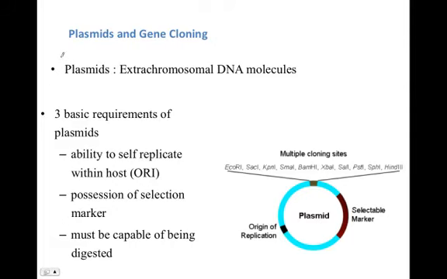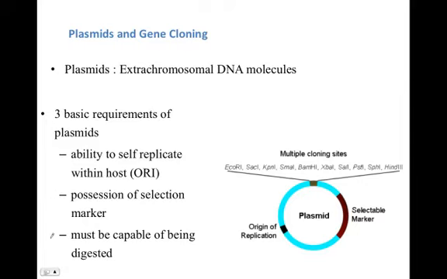Let's start with plasmids and their use in gene cloning. In summary, plasmids are extrachromosomal DNA molecules. They're circular in nature. There are three basic requirements of plasmids. First off, they have to have the ability to self-replicate within a host. They require an ORI, or an origin of replication. They usually need to have a selectable marker, meaning you need to be able to identify whether the cells you're looking at have or do not have the plasmid of interest.